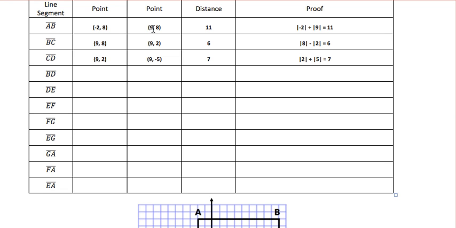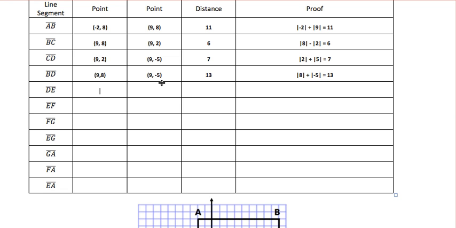BD. Now point B, the ordered pair was 9, 8. We know that because we located it up here and here. And D we located in our last problem, which was 9, negative 5. And the distance between them then, notice the x-coordinates are the same, and they are opposite sides of 0. This is positive, this is negative. So we'll need to add their absolute values together to get the distance between them. And our proof, again, is the absolute value of 8 plus the absolute value of negative 5 equals 13.